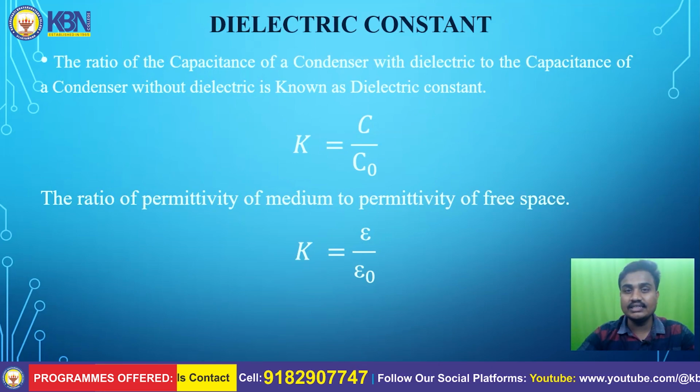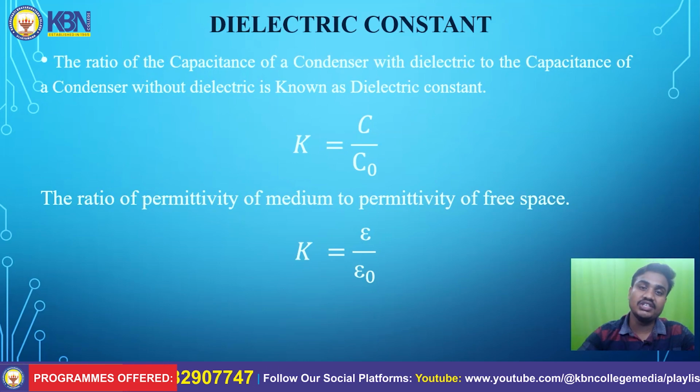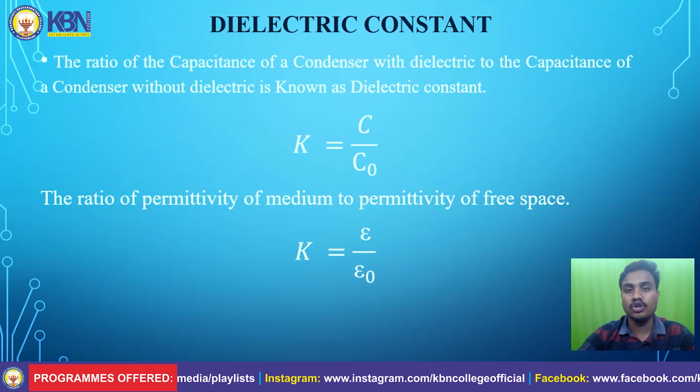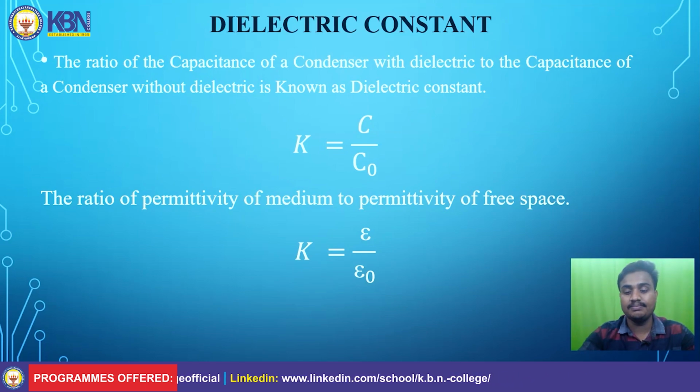Or in other terms, you can say that the dielectric constant is the ratio of the permittivity of the medium to the permittivity of free space, which is given by K is equal to epsilon by epsilon naught, where K is the dielectric constant, epsilon is the permittivity of the medium, and epsilon naught is the permittivity of free space.